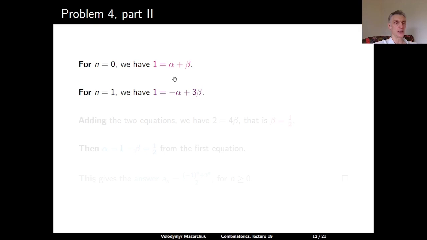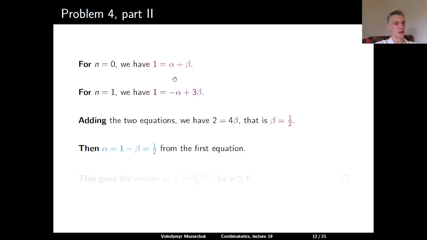And for n is equal to 1, we get 1 is equal to minus alpha plus 3 beta. If we add the two equations, we get 2 is equal to 4 beta, which gives us that beta is 1/2. And from the first equation, alpha is equal to 1 minus beta. Since beta is 1/2, it follows that alpha is also 1/2. And now we can write the answer: a_n is equal to (minus 1 to the power n plus 3 to the power n) divided by 2. And this is true for all n greater than or equal to 0.